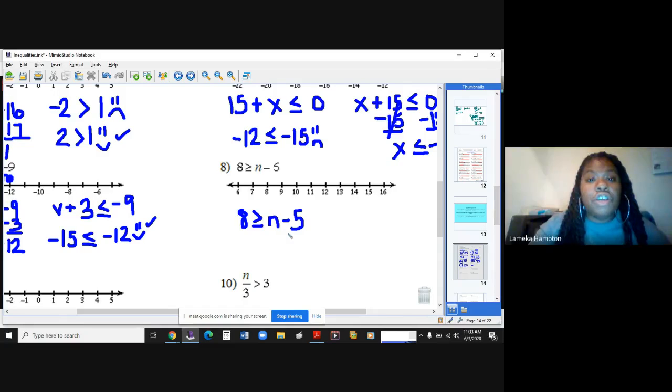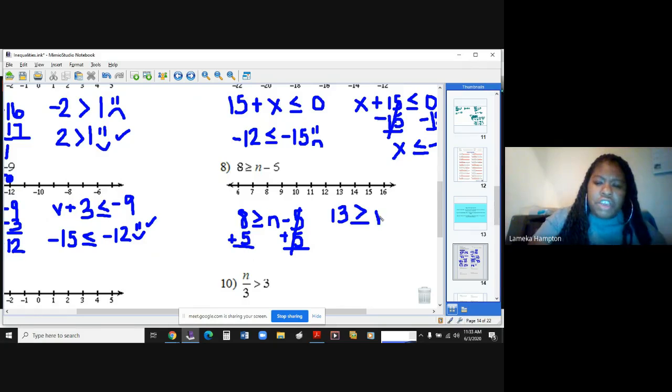Well, the good news is I'll give you partial credit. I do add, but it won't be 8. You're going to add 5. The reason why you're going to add 5 is because remember, you want your letter to be by itself. And if we would have added 8, it just would have been a whole other kerfuffle. We don't want kerfuffles at 11:33 in the morning. So when I do that, that means I'm going to have 13 is greater than or equal to n.